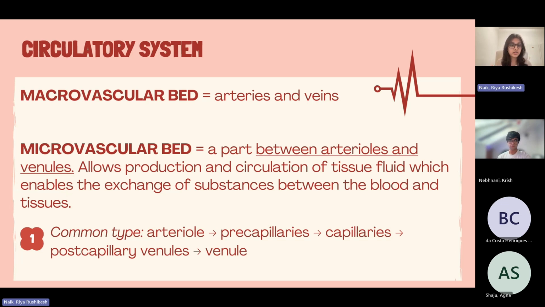This is divided into three types. The first type is going to be the common type. What this basically means is that the blood flow goes first through the arterioles, then into the precapillaries, then the capillaries, then the postcapillary venules, and the venules. So that is going to be your common type of blood flow.